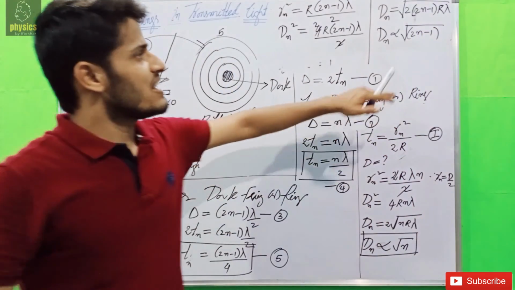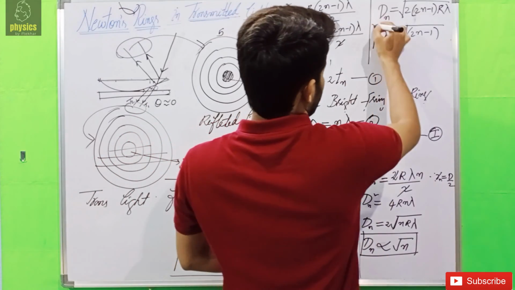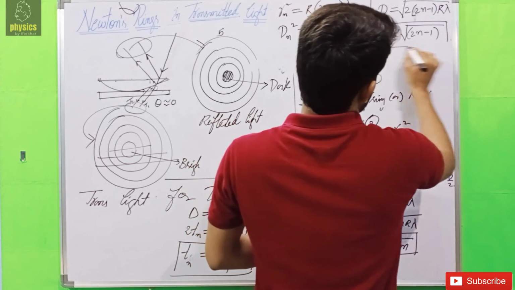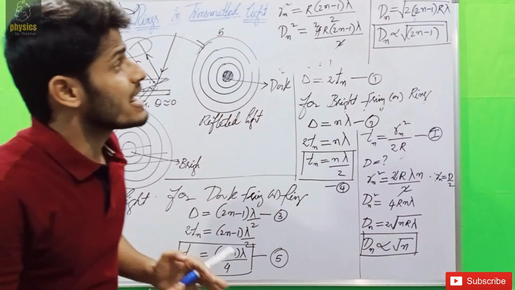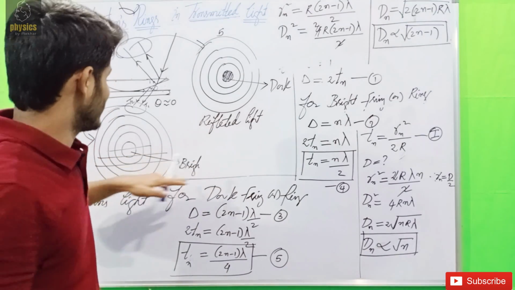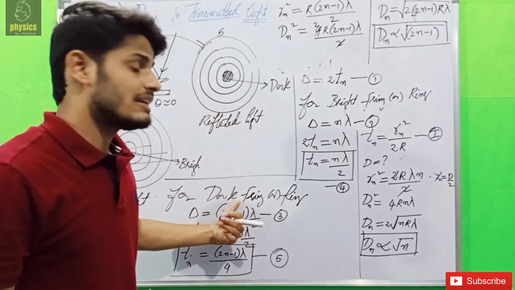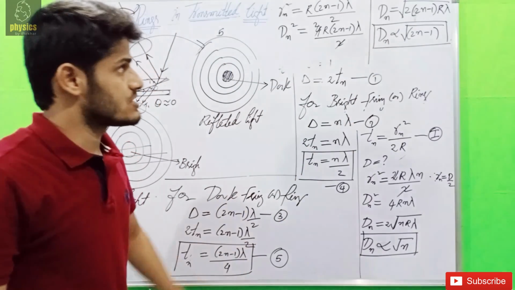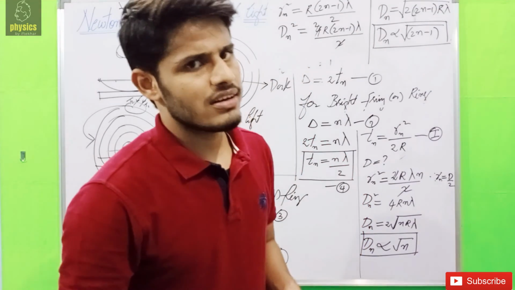So the same relation of the diameter with order of fringe, we got for the bright fringe in the reflected interference pattern. But here in the transmission light ray, we got this relation for the dark ring or the dark fringe. This was all about Newton's ring in transmitted light ray.